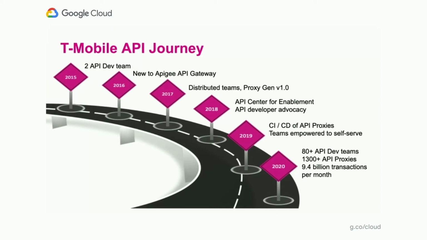API Center for Enablement was launched in 2018 to address the growing challenges with the API program that was gradually emerging. Same year, we launched a suite of API-first development tools to enable the domain teams to self-serve themselves for any need on the Apigee API platform. And here we are in 2020 with 80 plus business domain teams developing APIs within T-Mobile. Together, they have produced 1,300 plus API proxies, resulting in over 9 billion transactions per month.